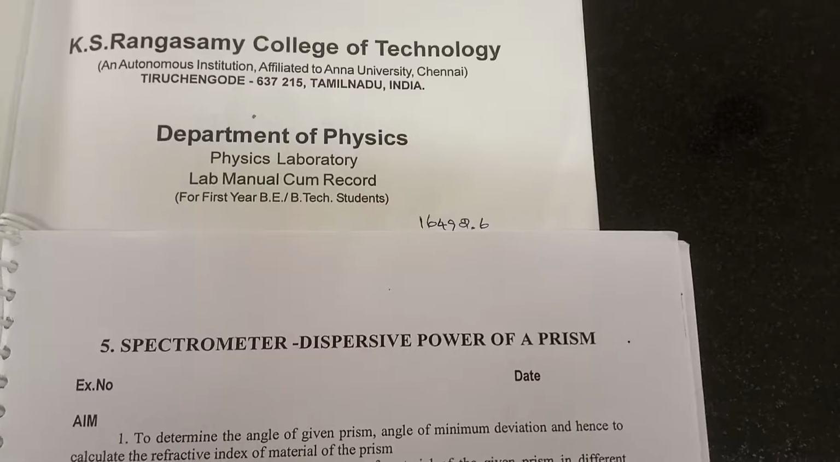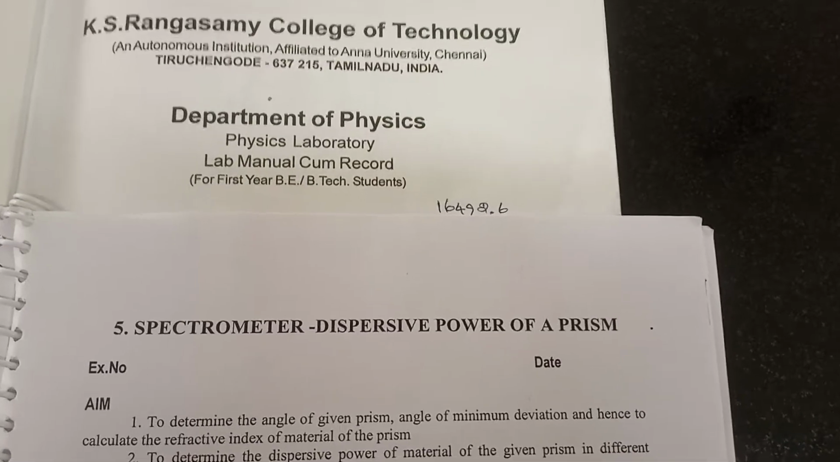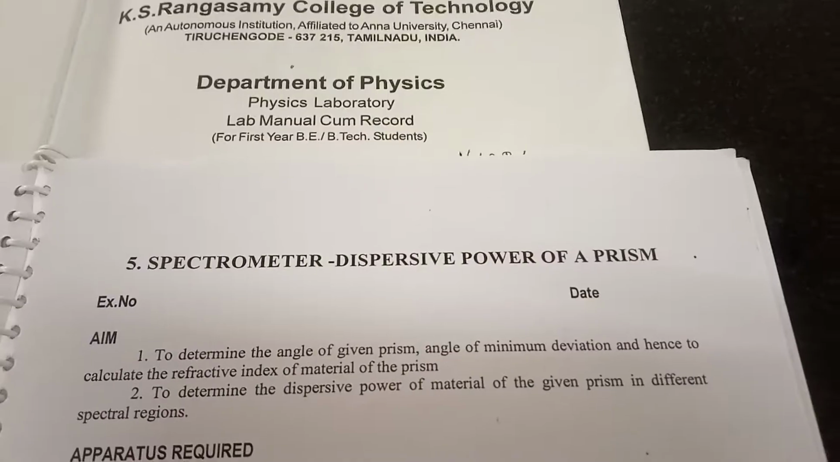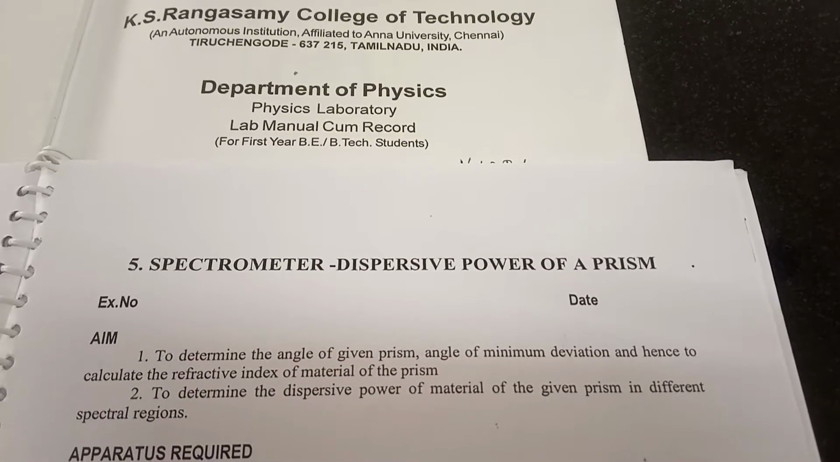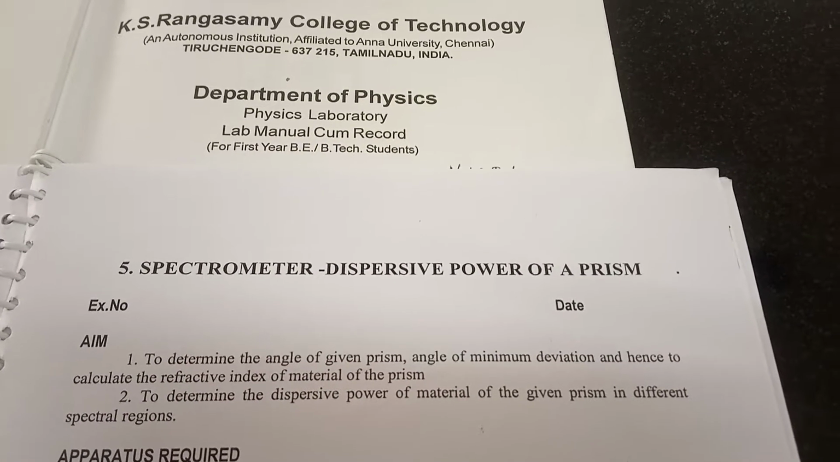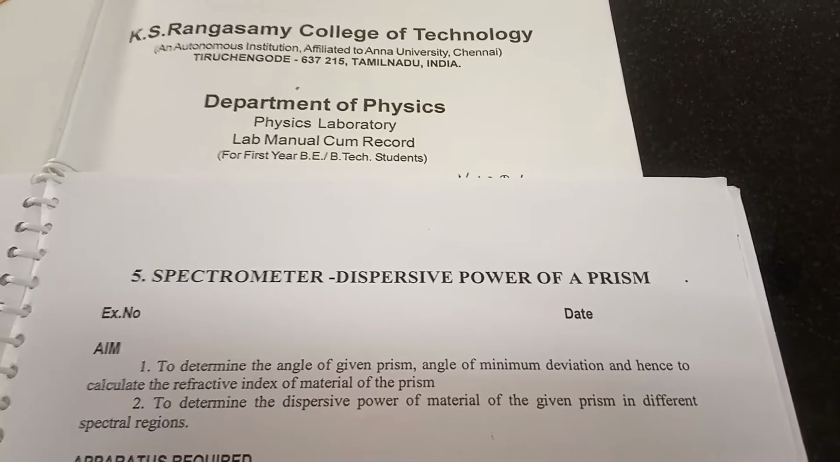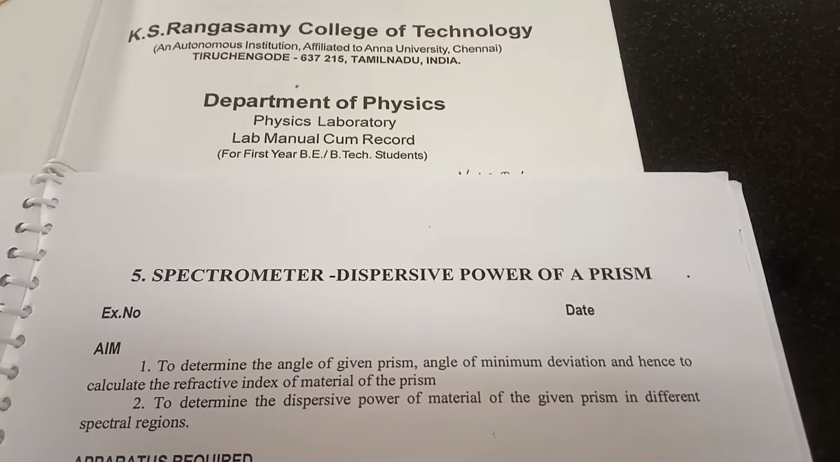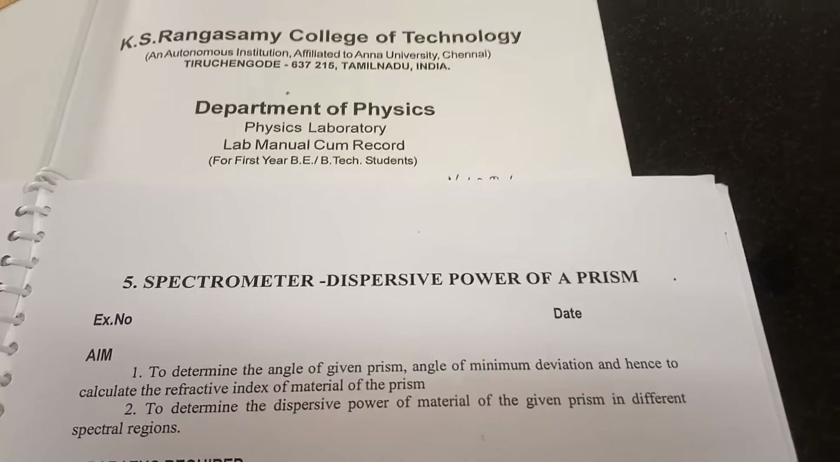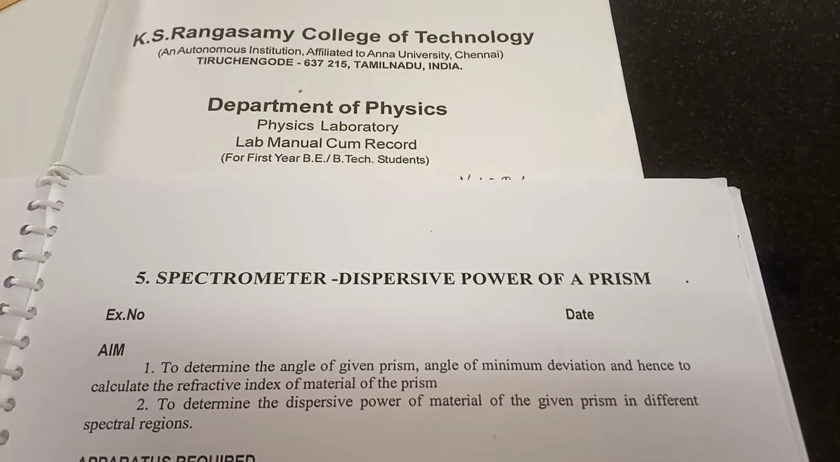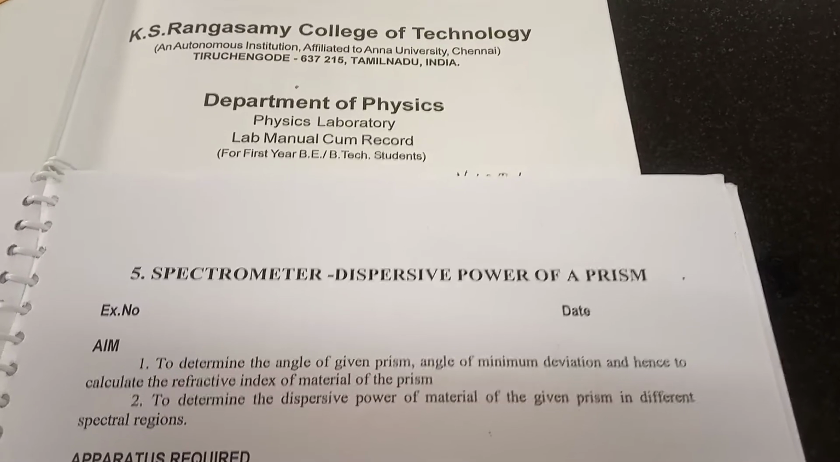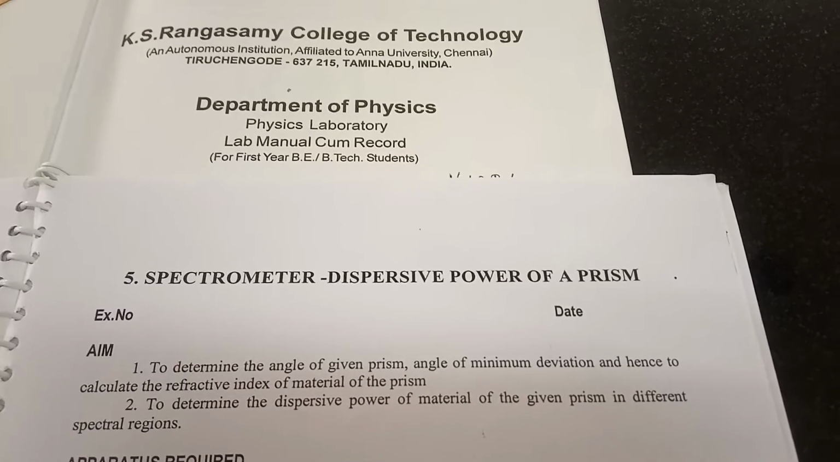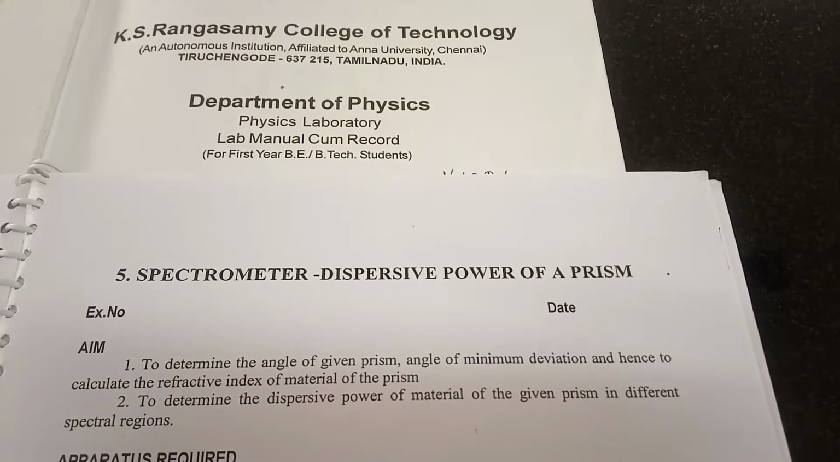The experiment name is spectrometer dispersive power of a prism. The aim of the experiment is to determine the angle of the given prism, and finally we can calculate the refractive index of the material of the prism. Second, to determine the dispersive power of the material of the same given prism using the readings taken from the different colors.